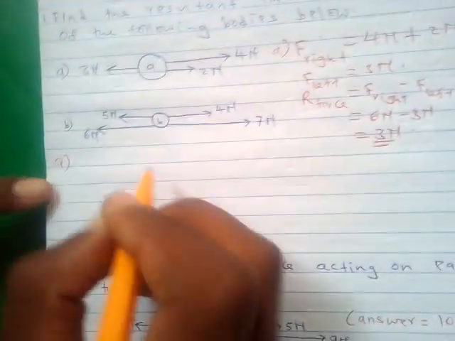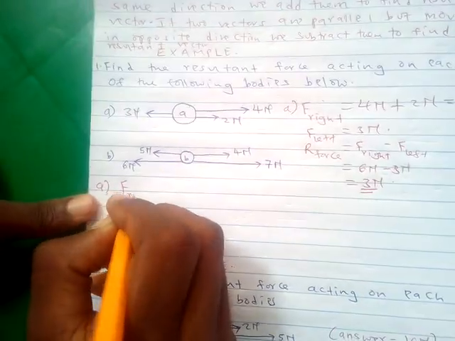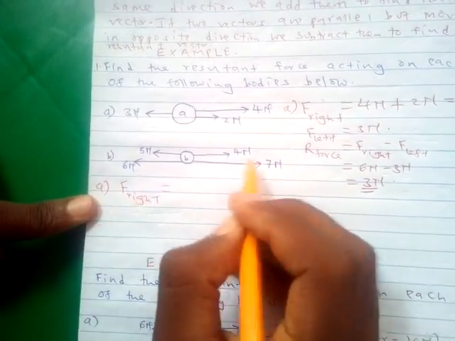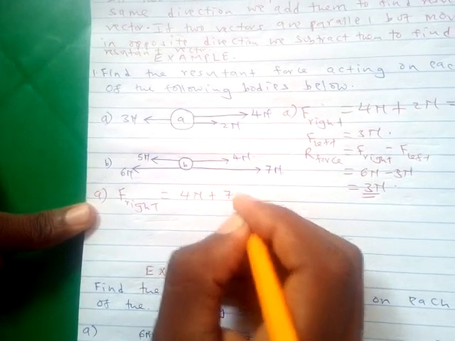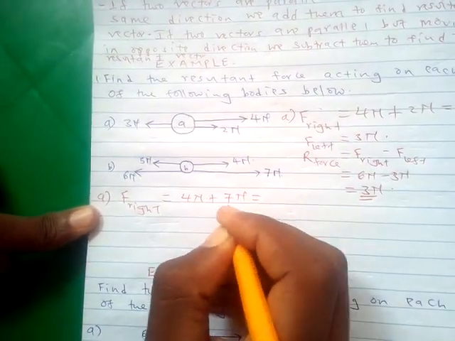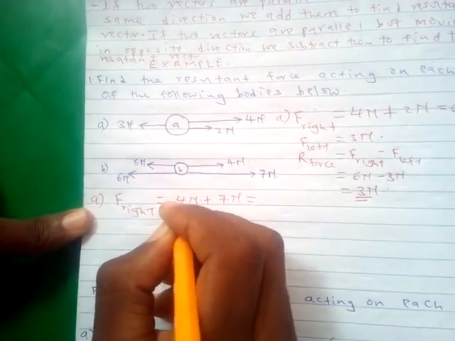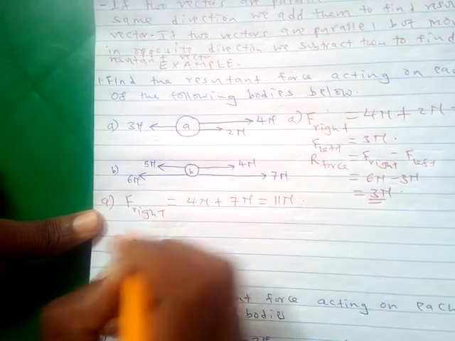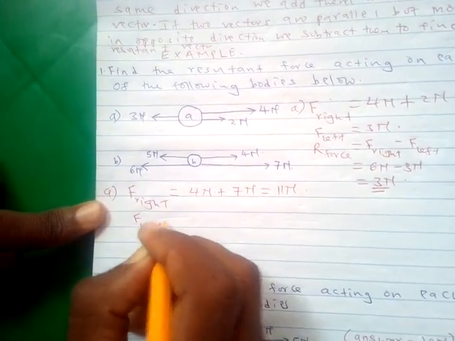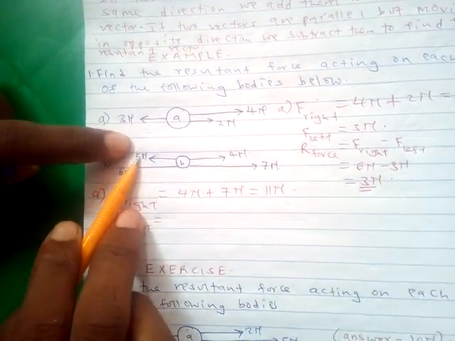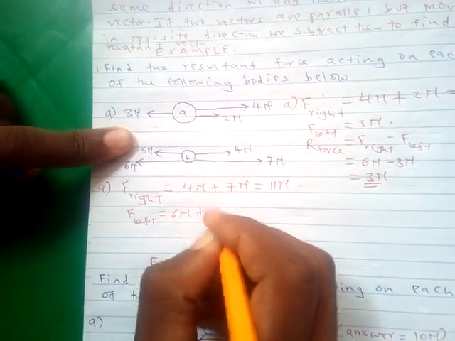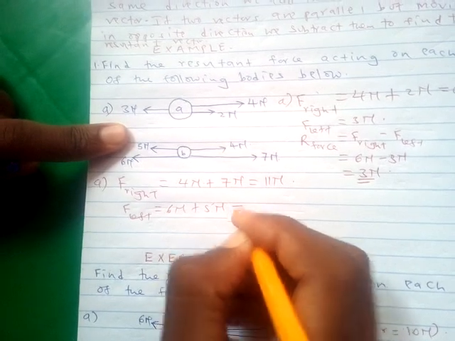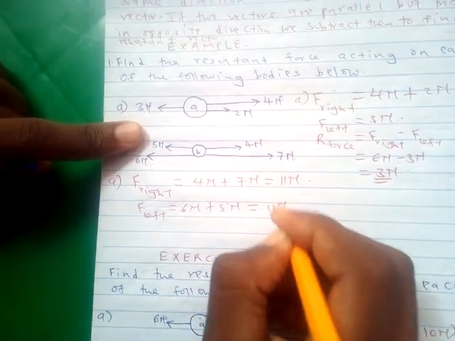For part B, on the right hand side we only have two forces: the 4 Newton force and the 7 Newton force. So 4 plus 7 gives 11 Newton. On the left hand side, we have 5 Newton and 6 Newton. So 6 Newton plus 5 Newton is equal to 11 Newton.